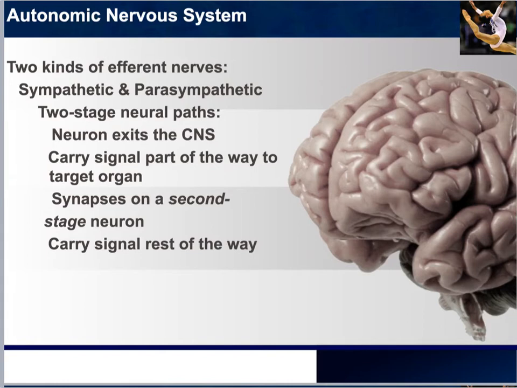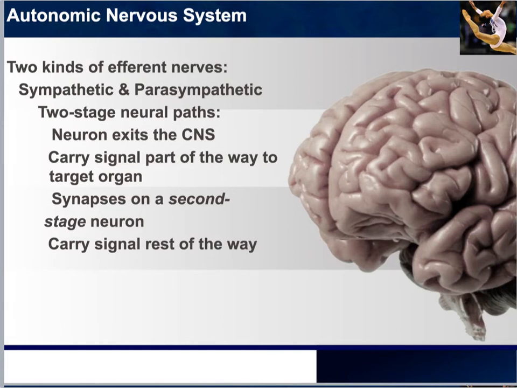The parasympathetic nerves are those autonomic motor nerves that project from the brain and sacral region of the spinal cord. Sacral, S-A-C-R-A-L, and this pertains to the lower back.